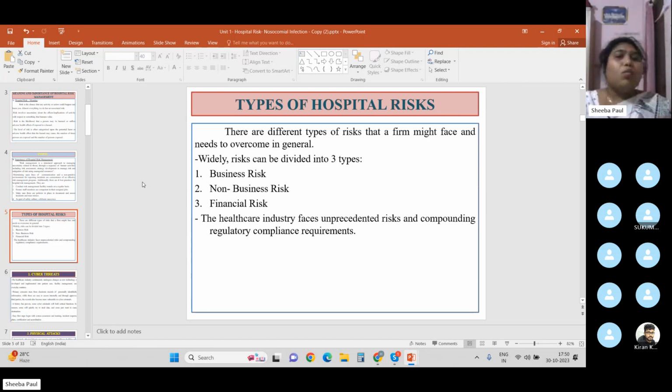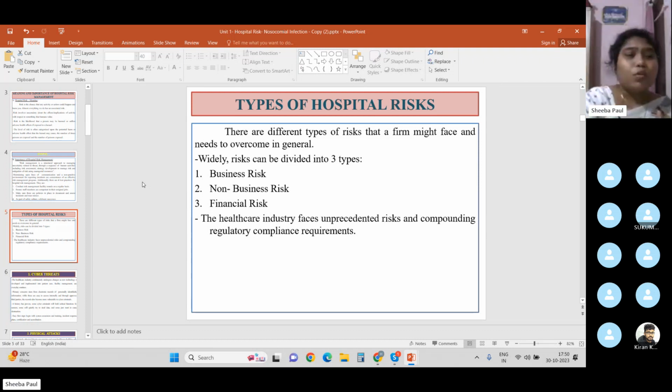So next, let's move on to types of hospital risks. There are different types of hospital risks that a firm might face and needs to overcome in general. Broadly, risk can be divided into 3 types: business risk, non-business risk, and financial risk. The healthcare industry faces unprecedented risk and compounding regulatory compliance requirements. So this is very much logical.